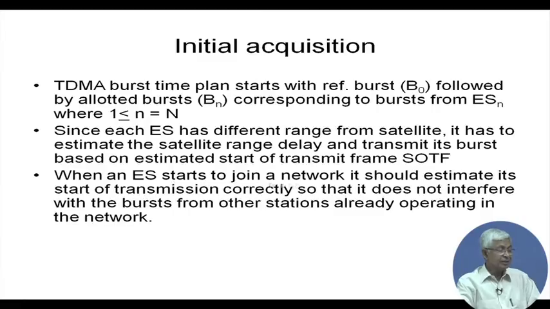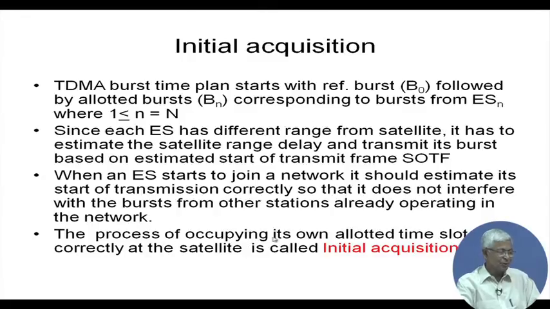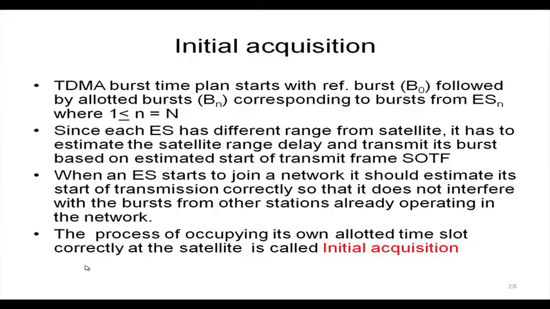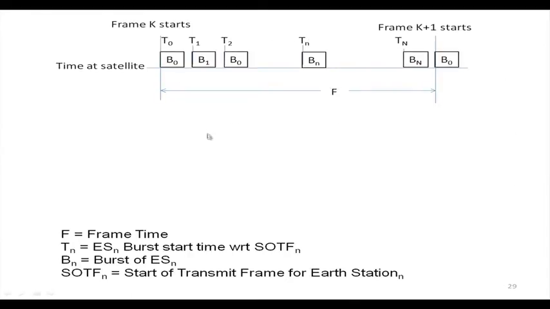When a station starts to join a network, it should estimate its start of transmission correctly, so that it does not interfere with the bursts from the other stations which are already operating in the network. This I have explained earlier: station number 7 transmitting should not interfere with number 6 and 8, etc. This process of occupying its own allotted time slot correctly at the satellite is called initial acquisition. It is very clear. Now, let us see pictorially.